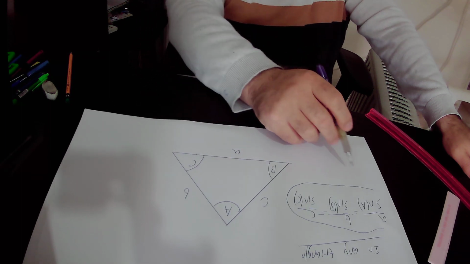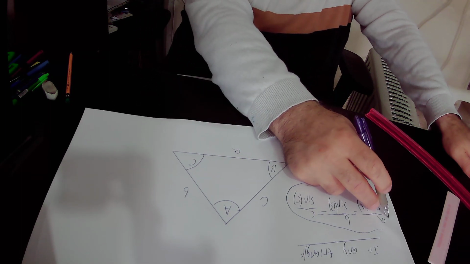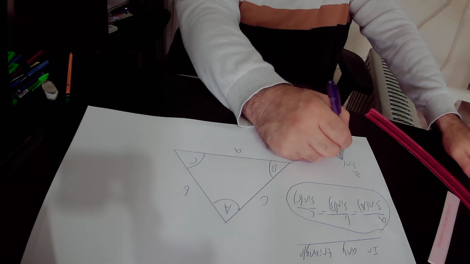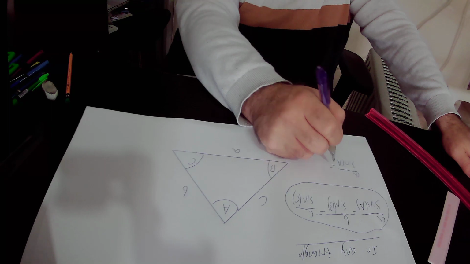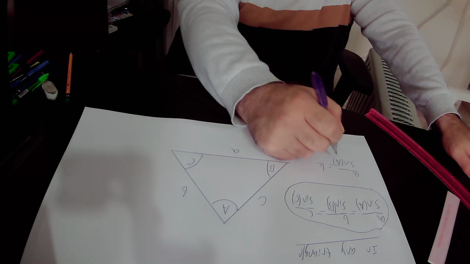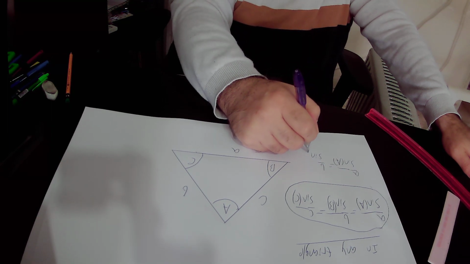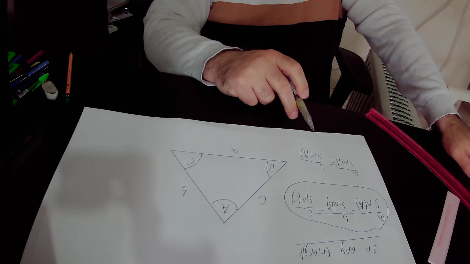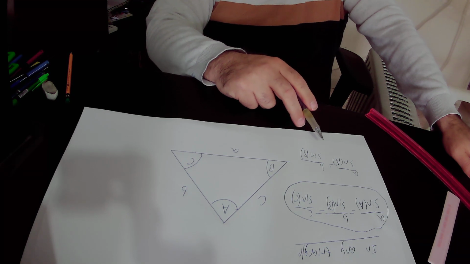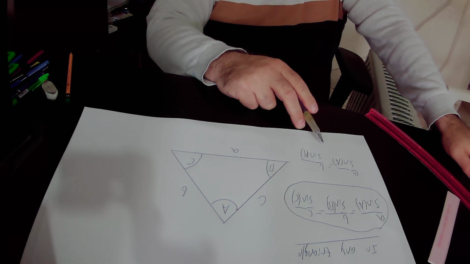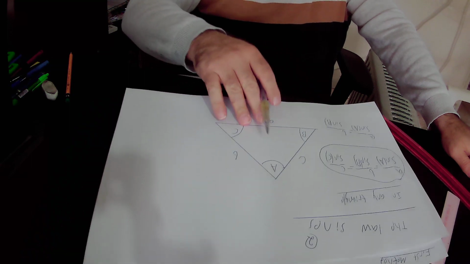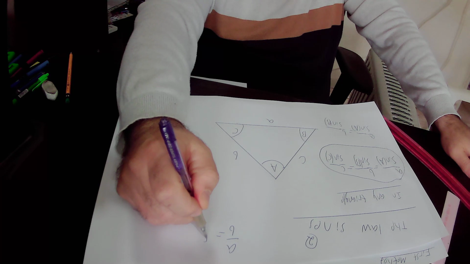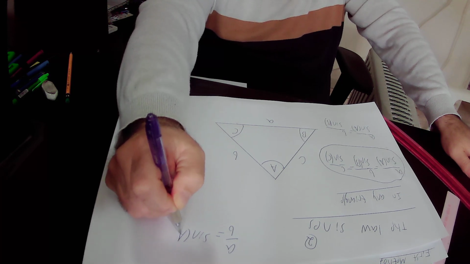So from this formula, we will derive that a over sine A equals b over sine B, and here we divide this equation by b, and then multiply it by sine A, and we will get that a over b equals sine A over sine B.